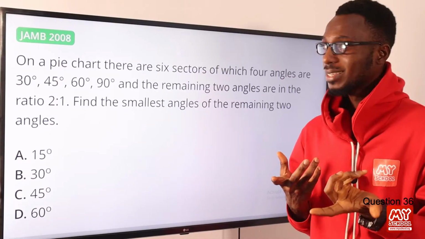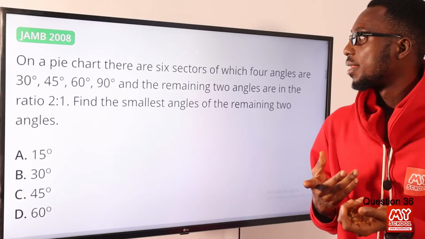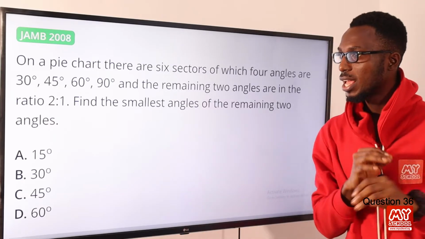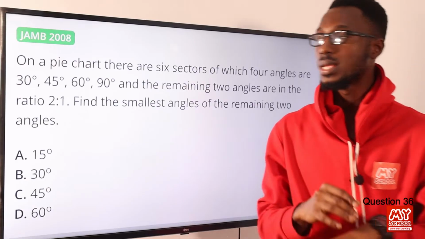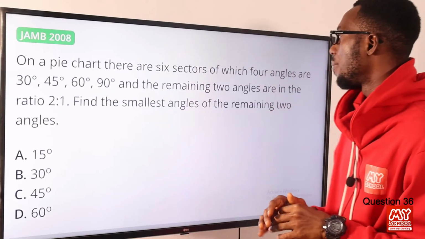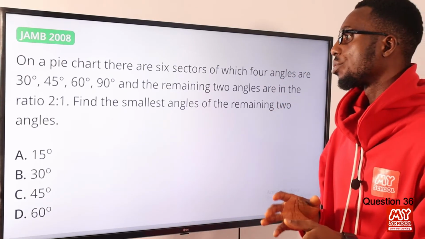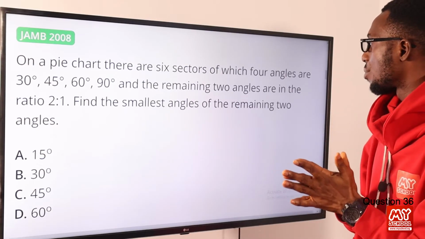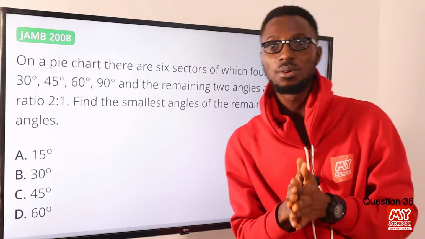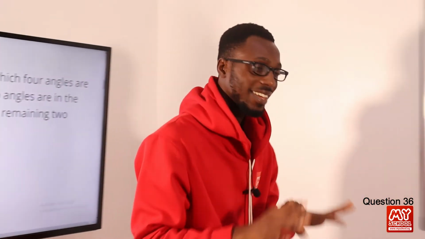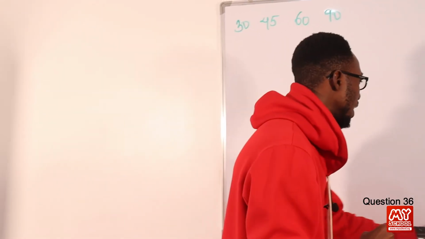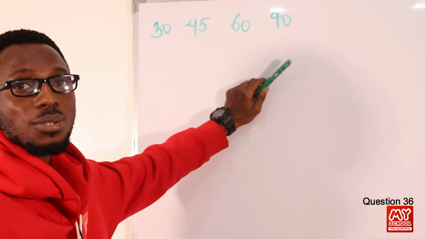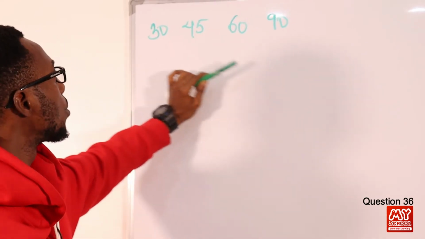Number 36. On a pie chart, there are 6 sectors of which 4 angles are 30 degrees, 45 degrees, 60 degrees, 90 degrees, and the remaining 2 angles are in the ratio 2:1. Find the smallest angle of the remaining 2 angles. Okay, super easy again. At first, let's get the sum of these angles. Out of 6, we have 4 angles provided, isn't it? So let's sum it up.